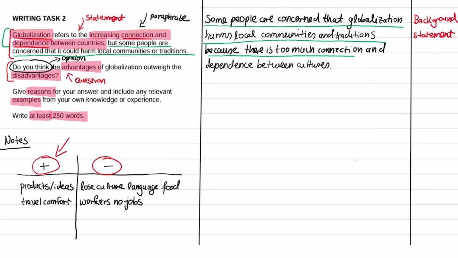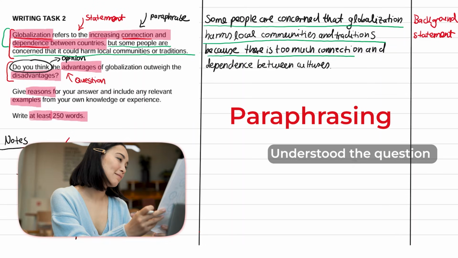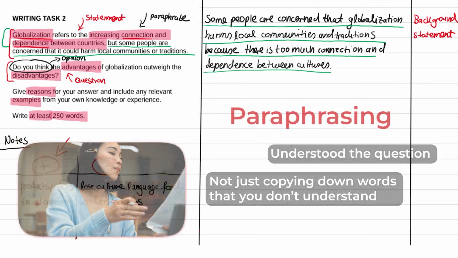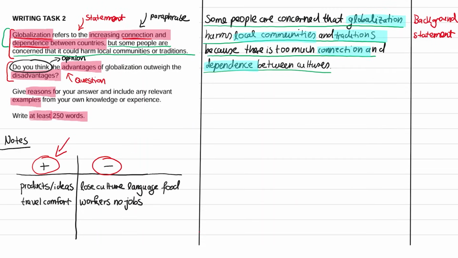Changing the sentence structure is a kind of paraphrasing. It shows the IELTS examiner that you have understood the question and are not just copying down words that you don't understand. But you can also see that I use many words from the question, such as globalization, local communities, traditions, connection, and dependence. Why am I not paraphrasing these words? Because there is no reasonable way to paraphrase here.